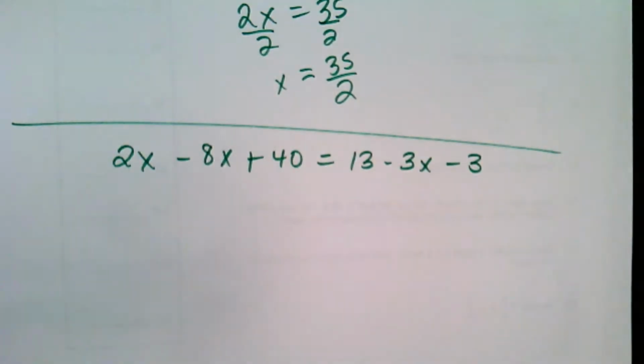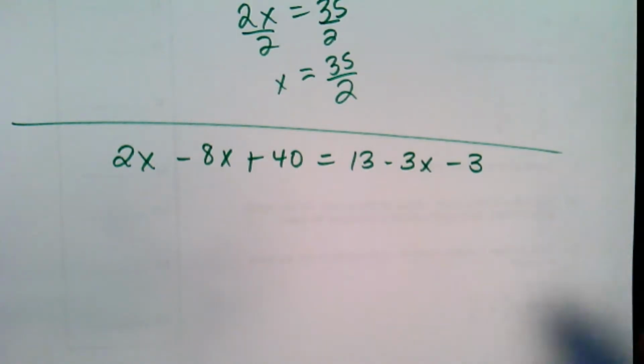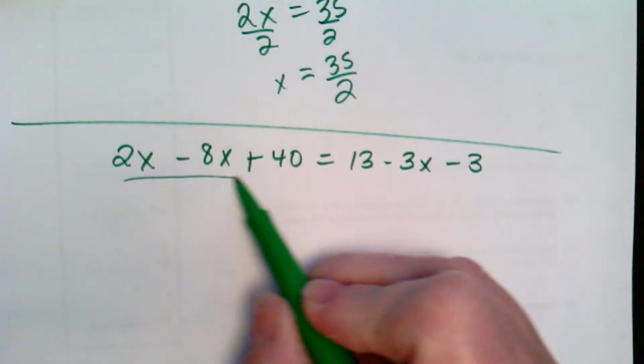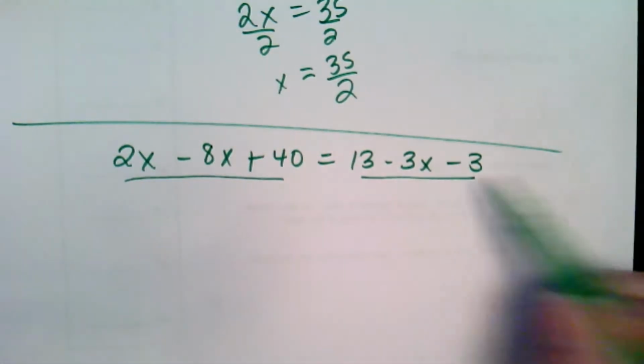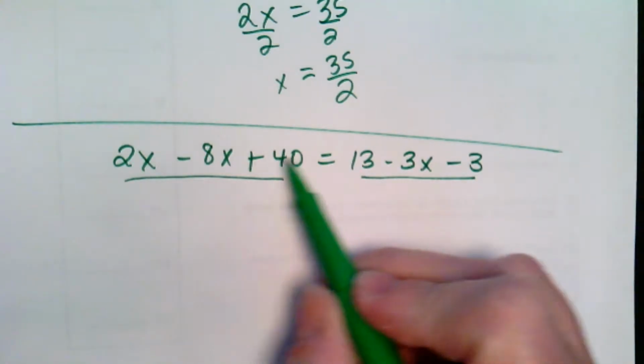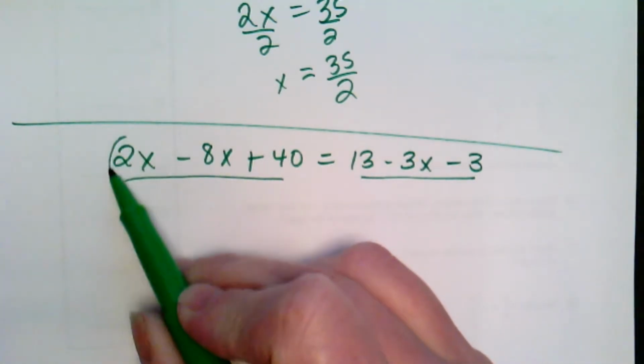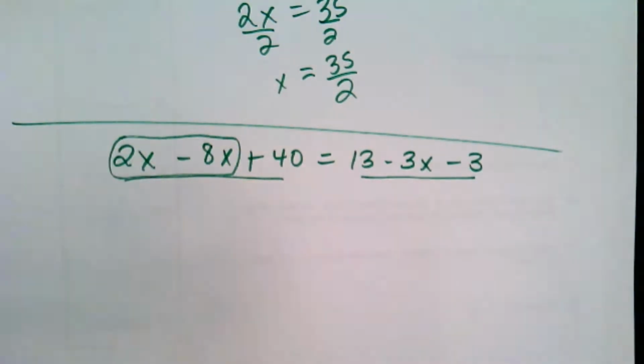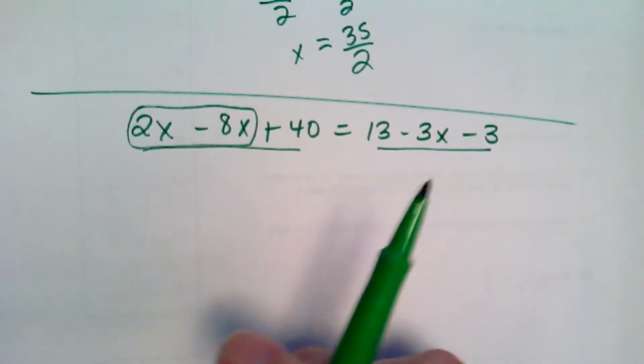So this is just a really long equation. Alright, so I always suggest simplifying your equation before you start subtracting and adding and multiplying and dividing on each side. So we're going to make this side as simple as possible and then make this side as simple as possible before we proceed. Alright, so if I look at this side, I can combine these two things. So I'm going to go ahead and do that.